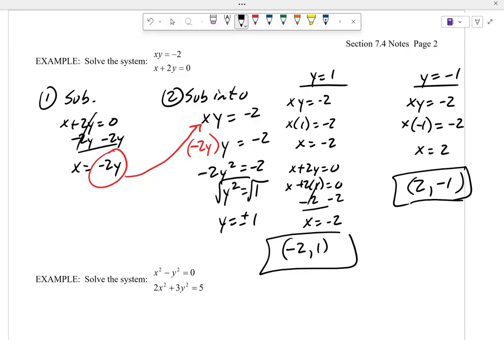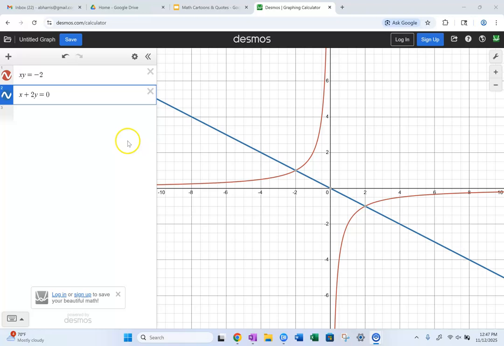And we could take a look at those graphically for just a sec. We graph that first rational function, right? Y equals negative 2 over x. That's a rational function in red there. You see the red graph, and you graph the linear x equals negative 2y. In other words, y equals negative 1/2 x is the one in blue. You see how they cross right there. Those were our solutions. Negative 2, 1, and 2, negative 1.